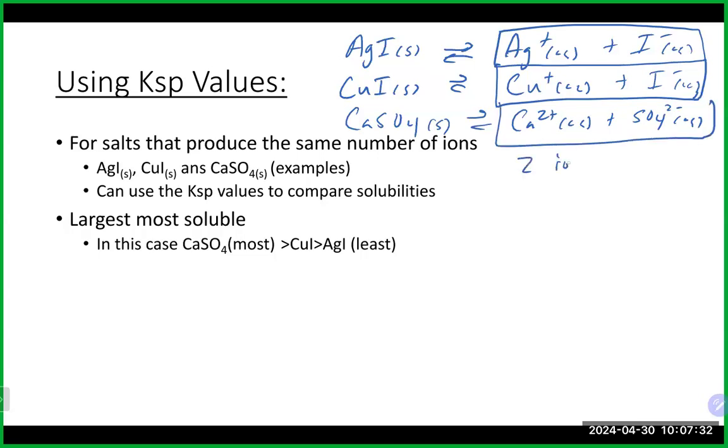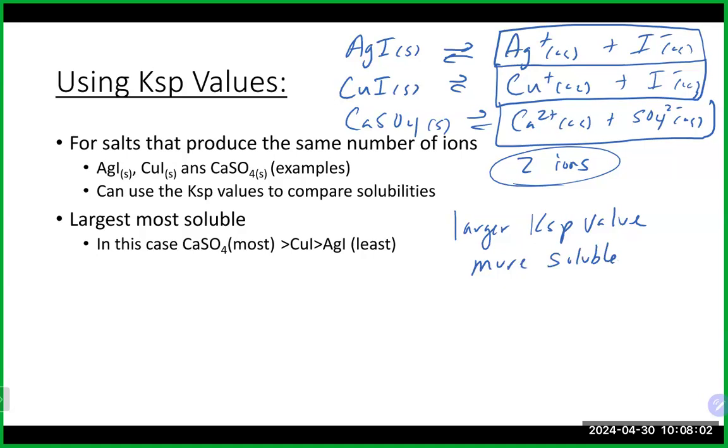So they each break apart into 2 ions, which means in that particular situation, you can use the KSP values to directly compare between the salts, which one should be more soluble or which one should be less soluble, if you want to think about that aspect of it. And what we would do is the larger the KSP value, the more soluble it should be.